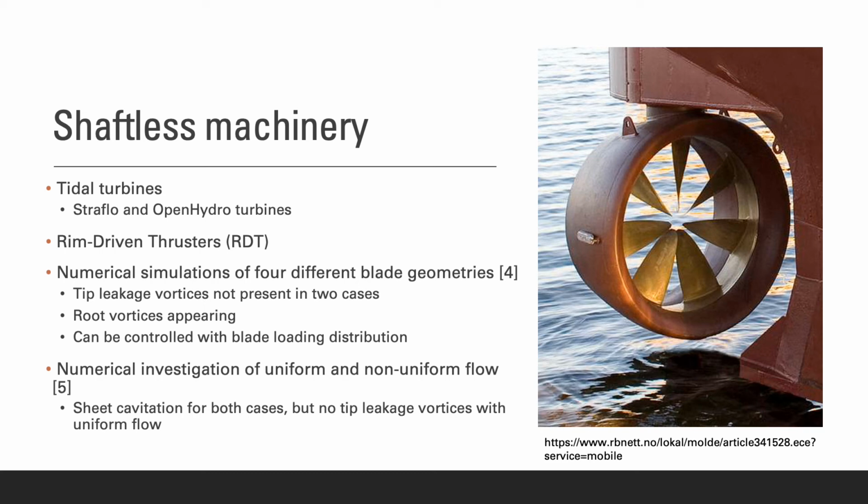Another study, also a numerical study, investigated the RDT in uniform and non-uniform flow, and they found that sheath cavitation occurs for both cases on the suction side of the blade, while for the uniform flow there are no tip leakage vortices.